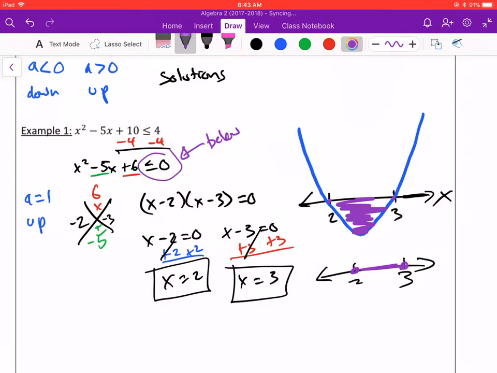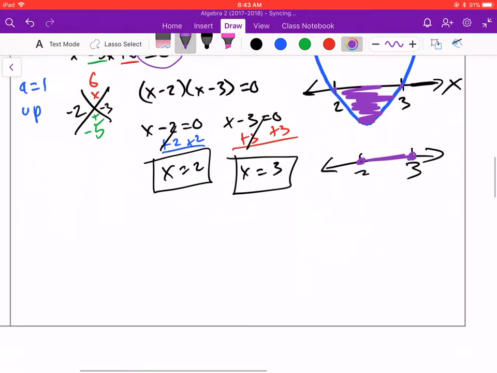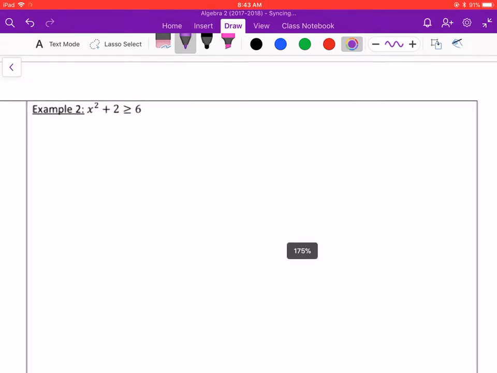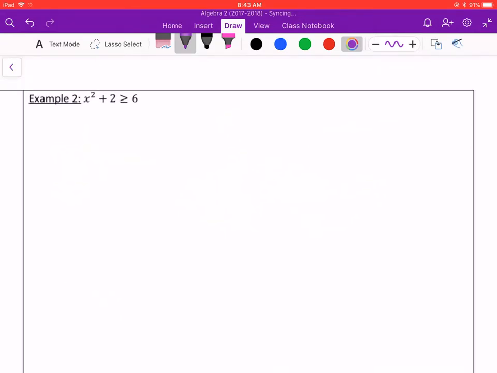All right? Let's do another one. So if I had the example x squared plus 2 is greater than or equal to 6, well, again, figure out where it is open, and are we looking at below or above? We want to find our solutions as well.